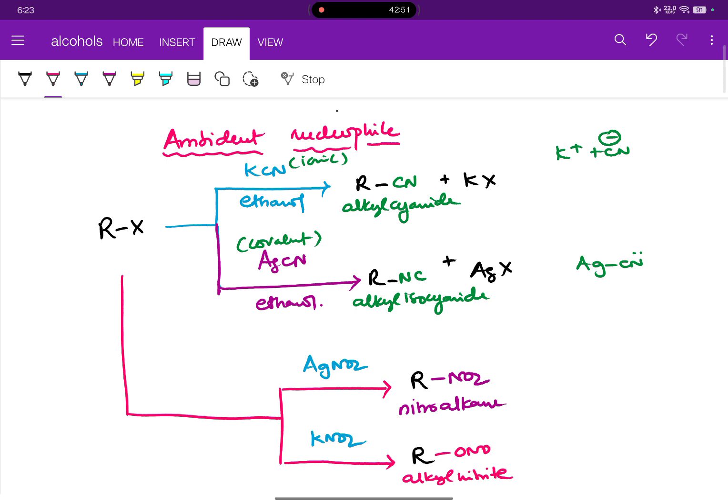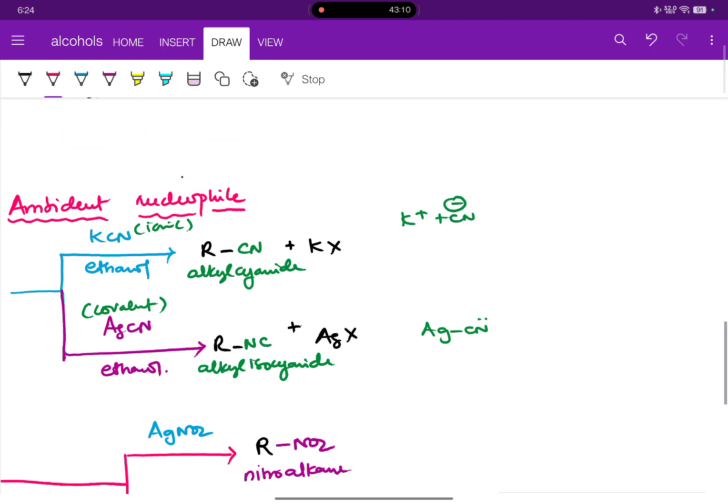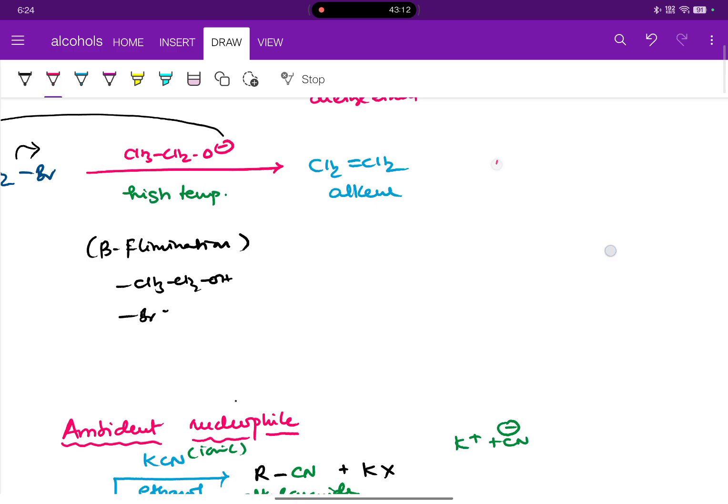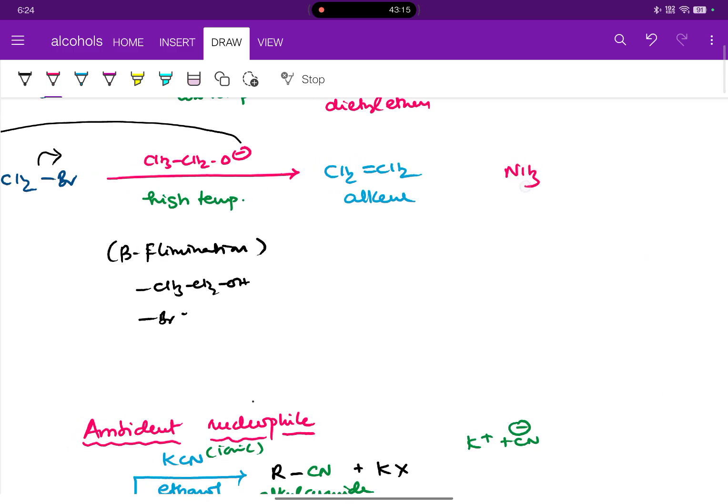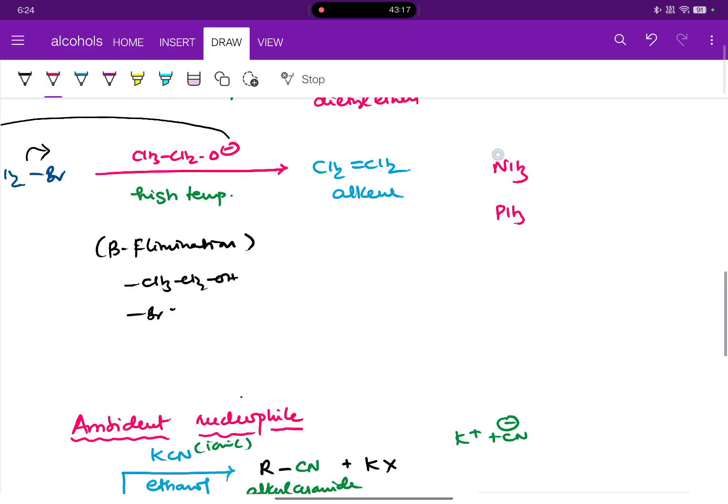Along the period, the electronegativity increases, so when you see elements along the period, they will be weak nucleophiles. But when you come down the group, the electronegativity decreases, so they are strong nucleophiles. For example, when you compare ammonia and phosphine, both of them have a lone pair of electrons to donate. But compared to ammonia, phosphine is a better nucleophile.